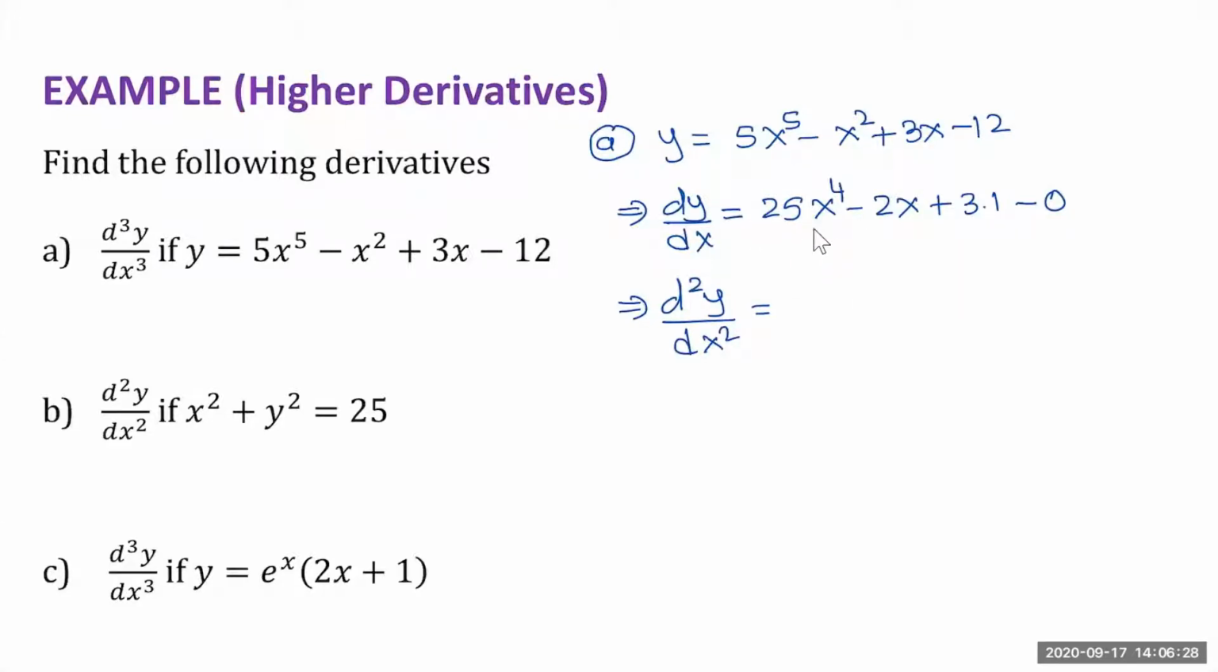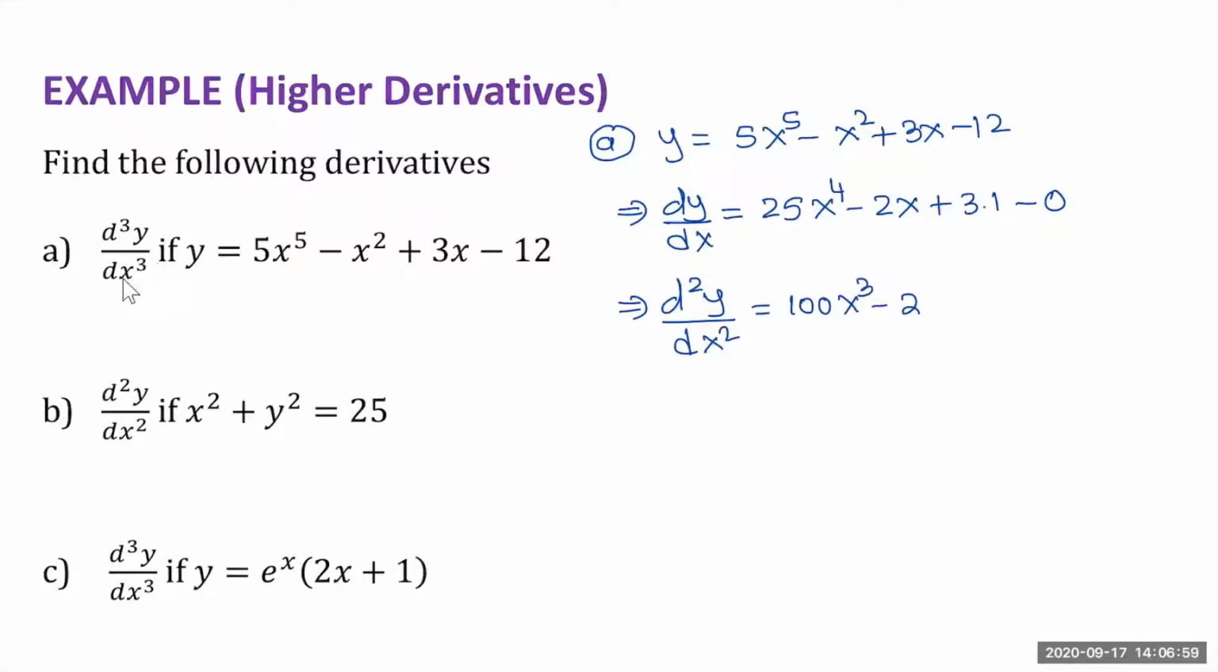This one, we use the power rule. Bring that 4 down. So 4 times 25 will be 100. And reduce the power by 1. Minus 2 is a constant. The derivative of x is 1 with respect to x. So just that, 3 times 1 is 3. Minus 0, that's also 3. And the derivative of 3 or constant is 0, so we don't need to write that 0. So this is the second derivative. The second derivative is 100x cubed minus 2.